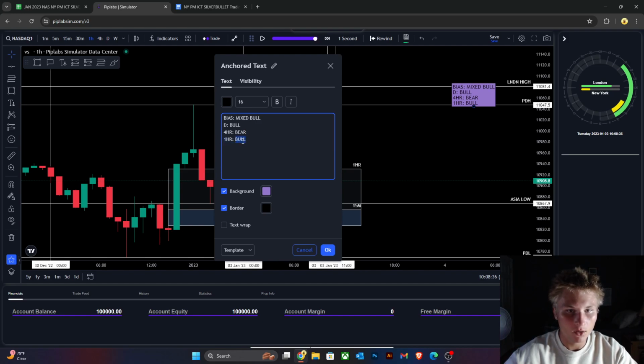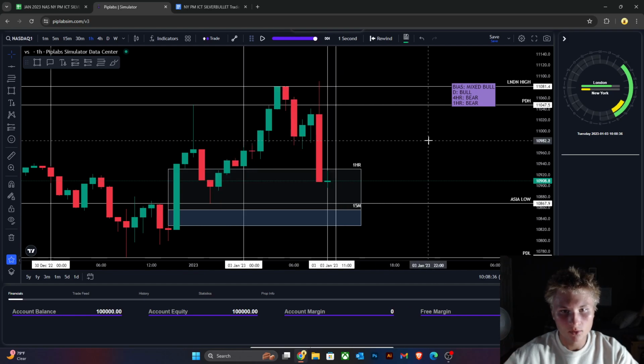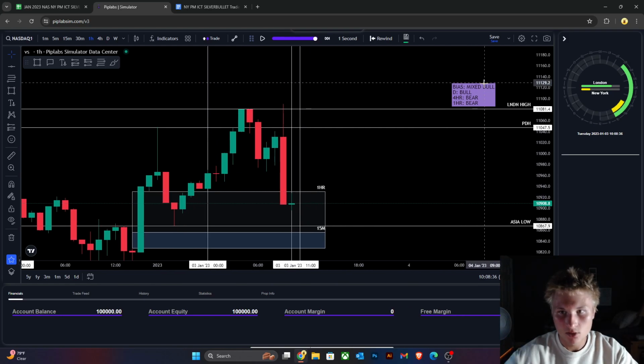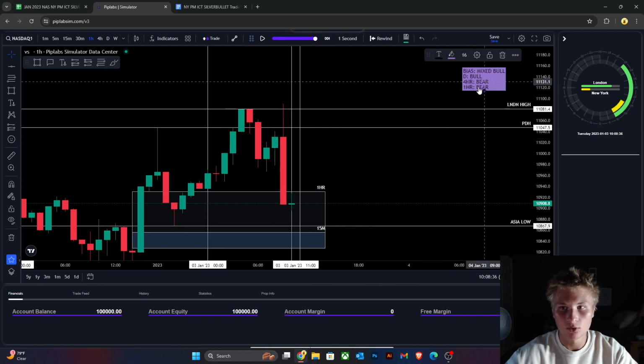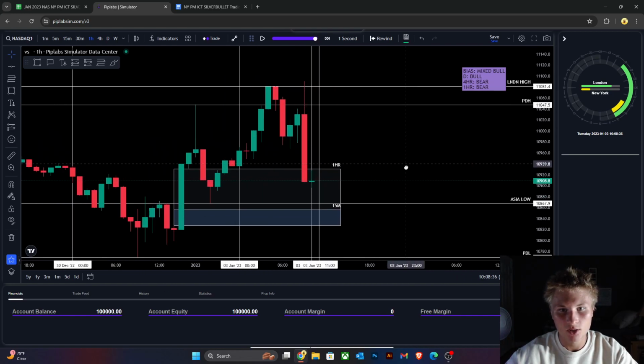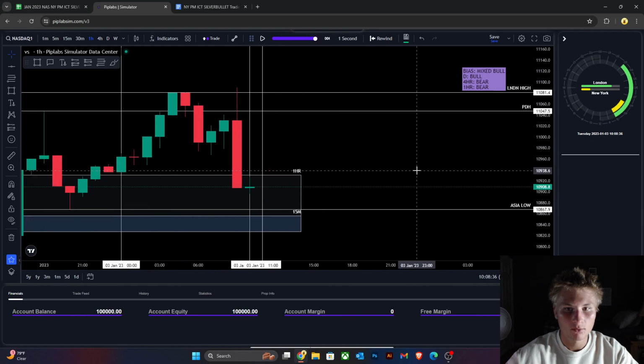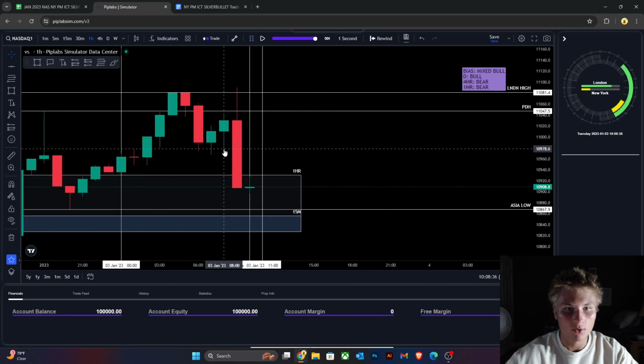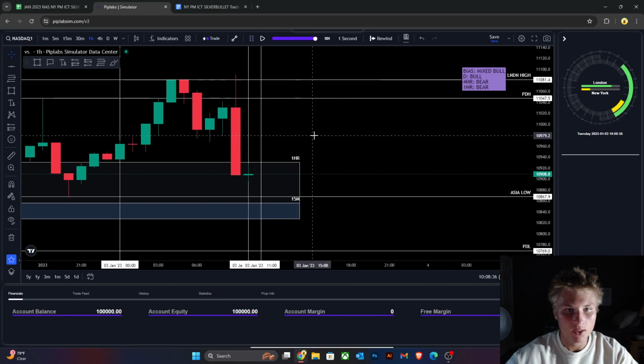Oh wait, but now 1 hour closed bearish, so that changed our bias to a bit more mixed. Now we have 1 hour break of structure to the downside, but we have this 1 hour imbalance here that price could want to fill.